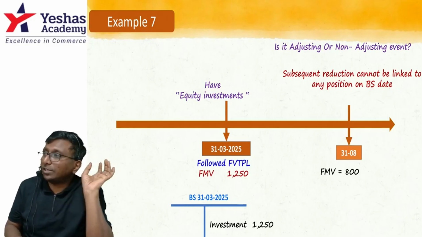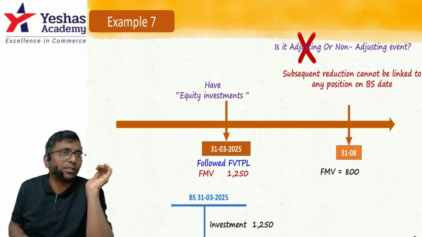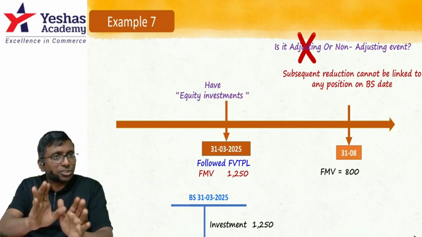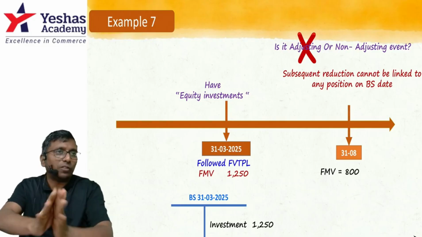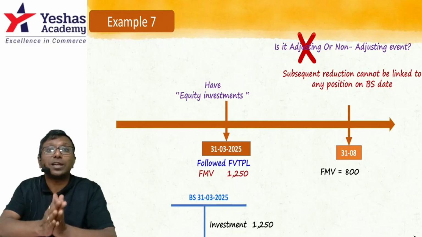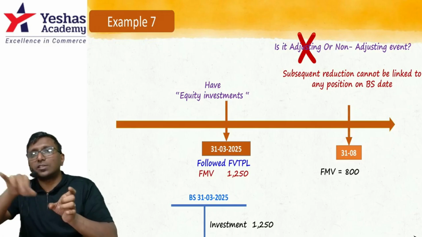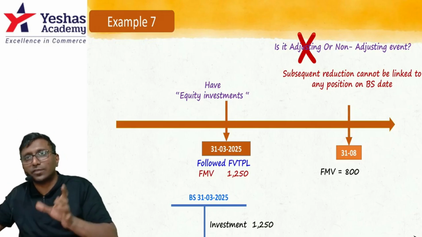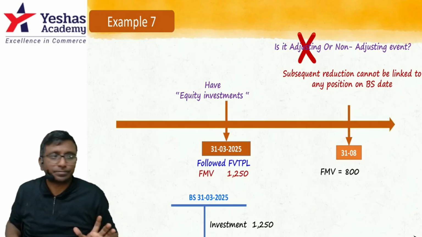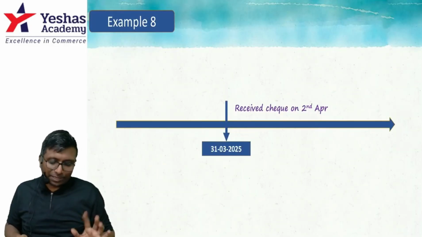What is this? It is purely a non-adjusting event. Our balance sheet investment value will continue to be at 1250. We will not account for the difference. This difference will come in the 25-26 financial year. Is this clear? Right. Chalo.